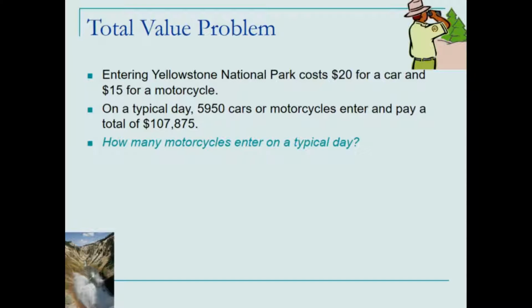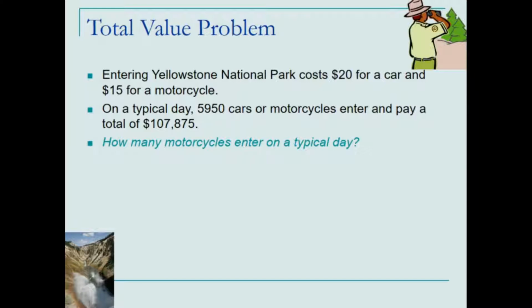Entering Yellowstone National Park costs $20 for a car and $15 for a motorcycle. On a typical day, 5,950 cars or motorcycles enter and pay a total of $107,875. How many motorcycles enter on a typical day?